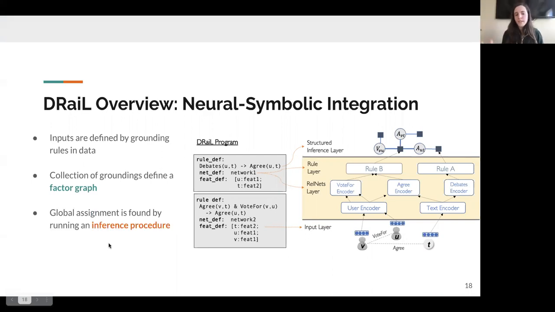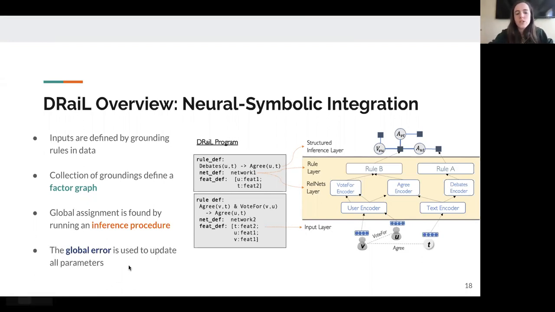The collection of groundings define the factor graph, and then the global assignment is found by running an inference procedure or probabilistic procedure. I won't go into details about what type of algorithms we use for that, but that's also an active area of research. There are lots of algorithms that are used to find marginal probabilities or the best scoring function in a set of solutions. A lot of them are approximate because this is a computationally expensive problem. And in DeRAIL, we provide a few of these implementations ad hoc, right? So you don't need to implement your algorithm. By writing the rules, it will compile it and it will run the inference procedure for you.